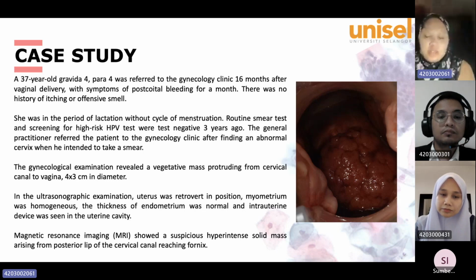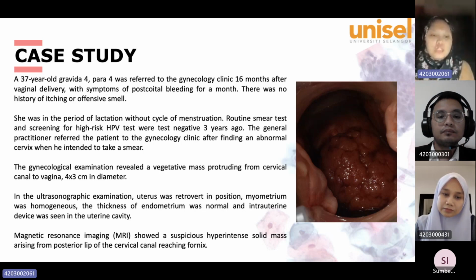In the ultrasonographic examination, the uterus was retroverted in position, the myometrium was homogeneous, the thickness of the endometrium was normal, and an intrauterine device was seen in the uterine cavity. This means the tumor was detected during the screening by the GP.